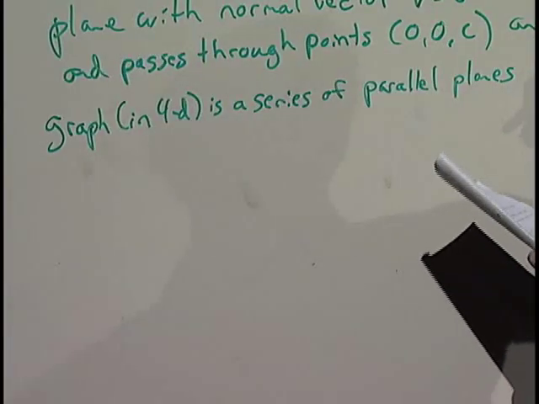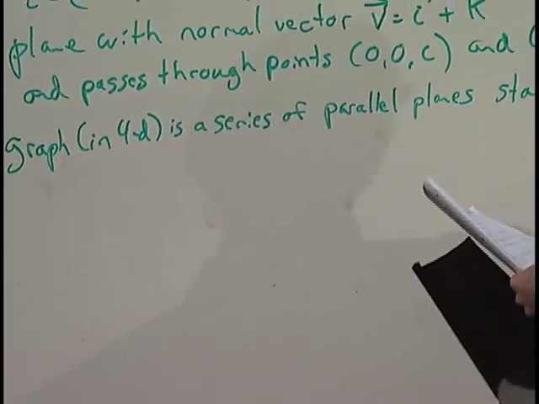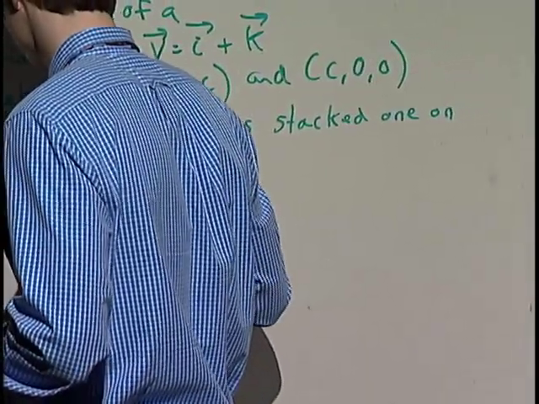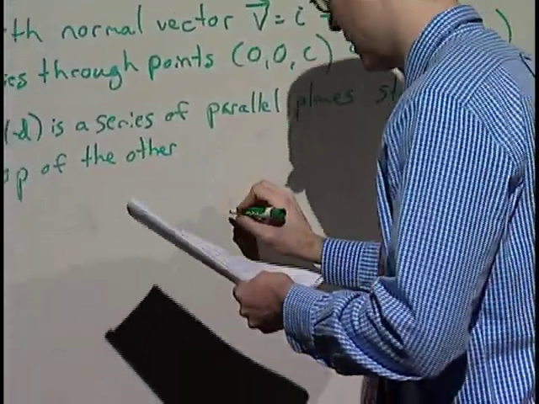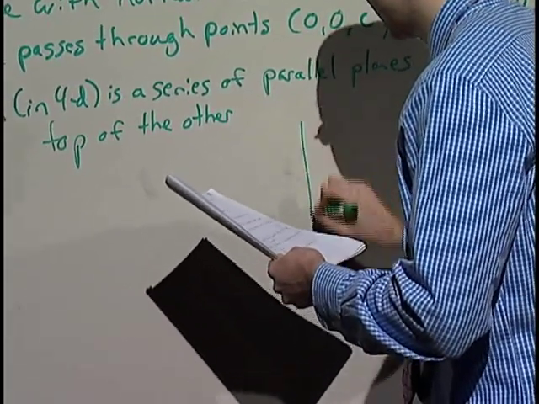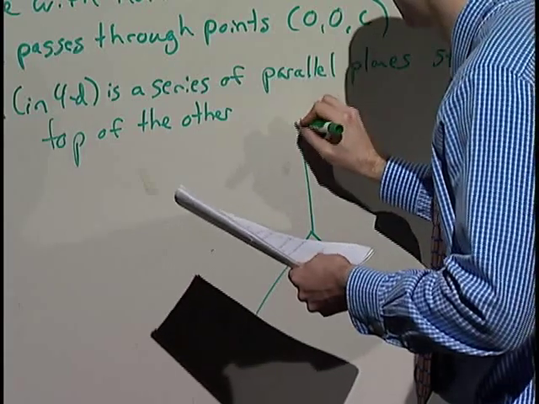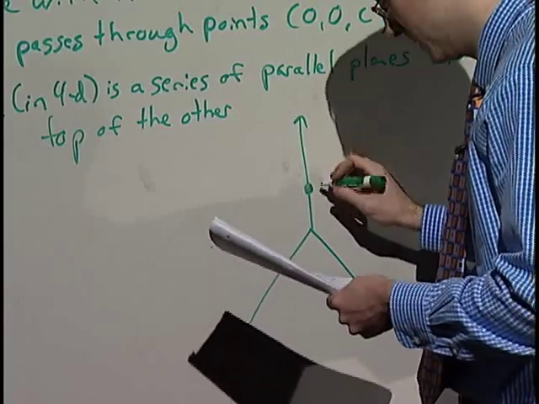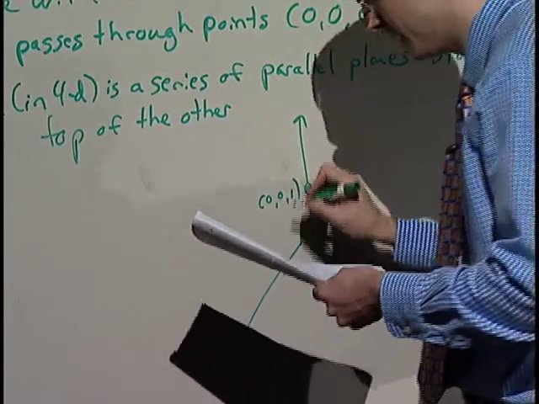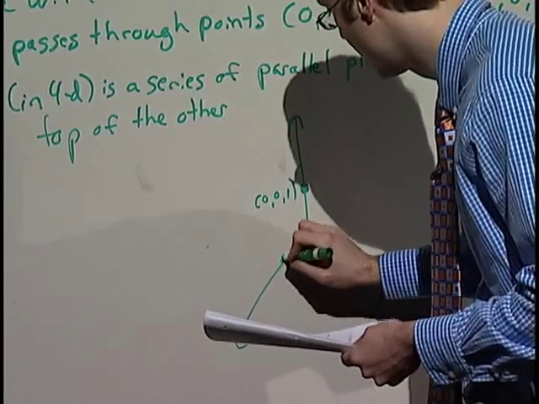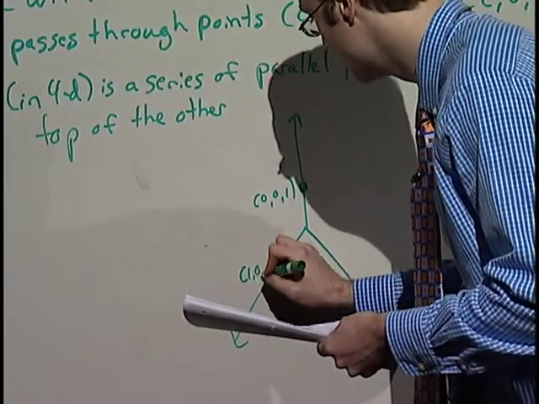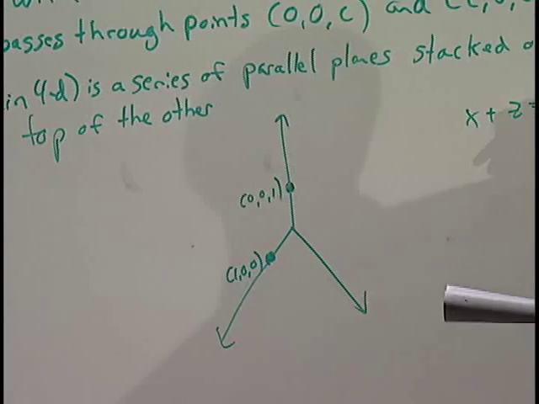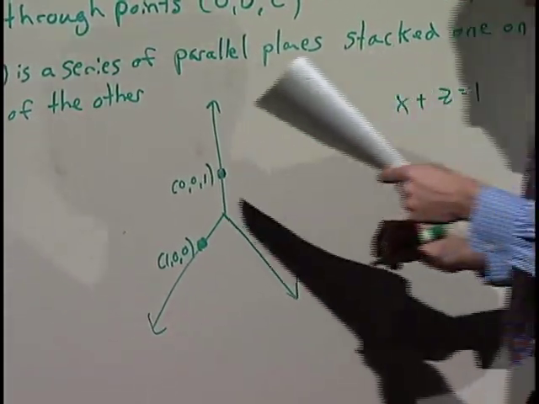stacked one on top of the other. All right, let's draw x, y, z axes. So maybe there's the point 0, 0, 1, and down here is the point 1, 0, 0. So now I'm saying my c is 1; this is x plus z equals 1. So my plane, let's see here.